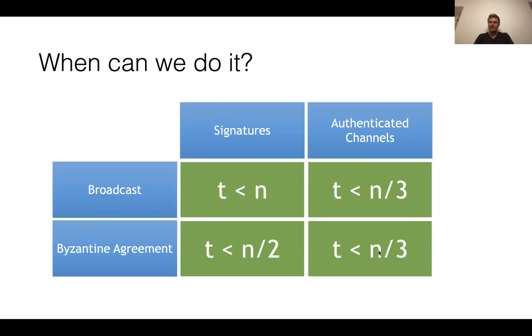Okay. So we brought ourselves to a point where we have two power tools, broadcast and Byzantine agreement, and two quite natural settings, namely signatures and the setting with only pairwise authenticated channels. We know exactly when we can solve these problems, and we have protocols. Okay, that's good work.